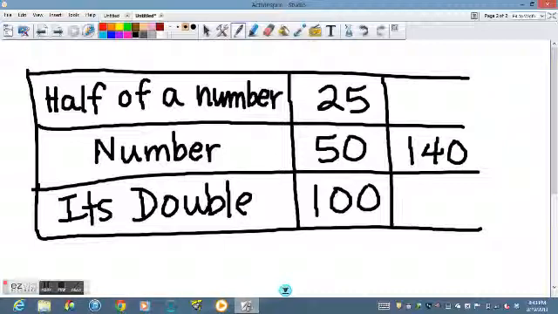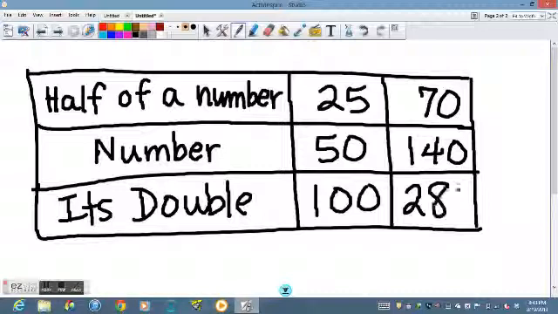Now, what if our number is 140? Can you figure out what half of that is? What's half of 140? Well, that would be 70, because 70 plus 70 is 140, right? And so what would it be if we doubled 140? Well, that would be 280. 140 plus another 140 would be 280.